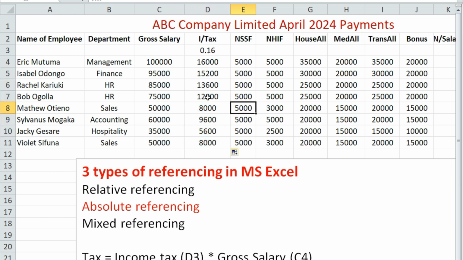So if you come to the second answer here, you see is equals to $D$3, this one times this. So we made this cell a constant. That is how absolute referencing works. This figure here, 16%, which is 16 over 100, becomes an absolute. You get what I'm saying?